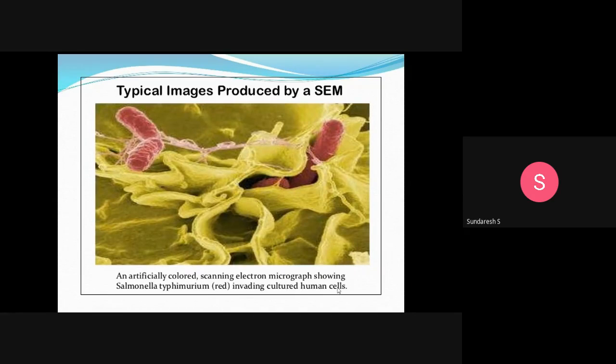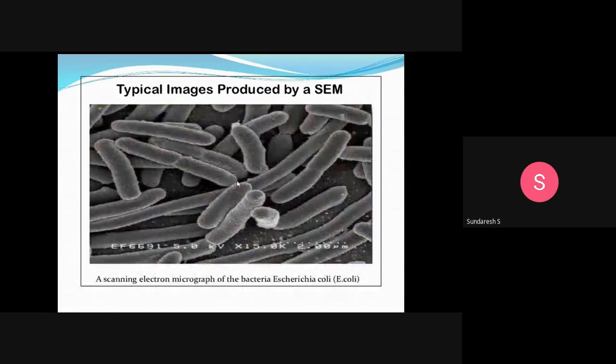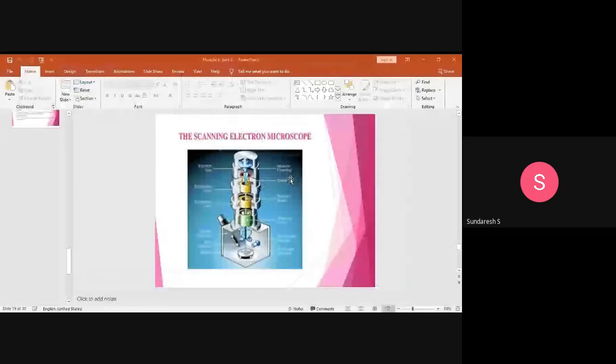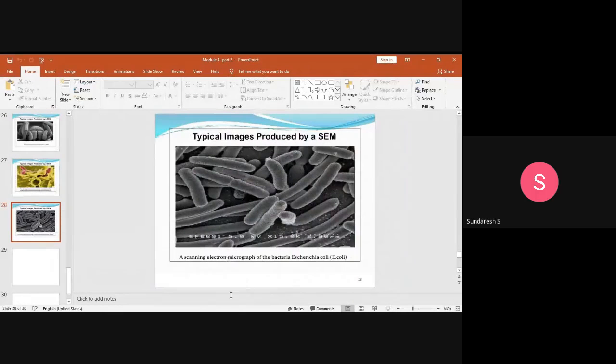And this is cultured human cells, an artificially colored scanning electron microscope image showing Salmonella typhimurium, in red, invading cultured human cells. Such very minute things look like very big elements here. And this is the scanning electron microscope image of the bacteria Escherichia coli, E. coli. So these are some of the images you can get from cell analysis. So this is regarding the scanning electron microscope.